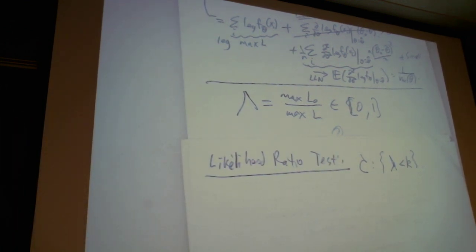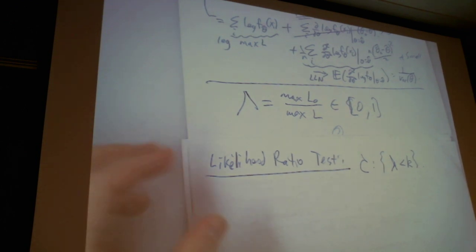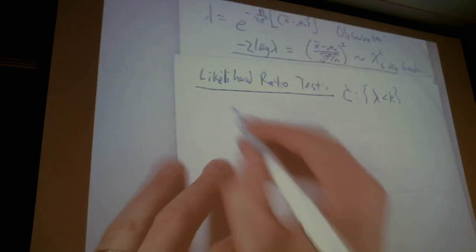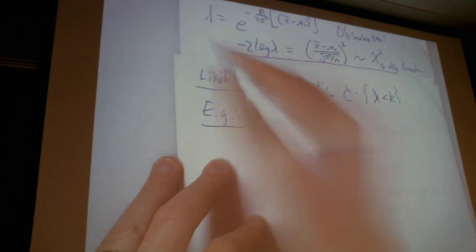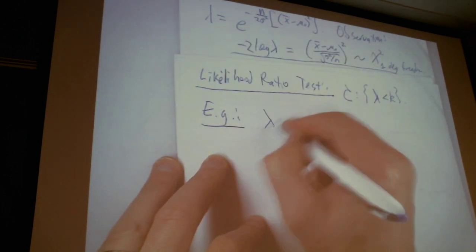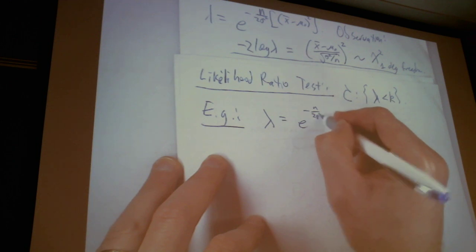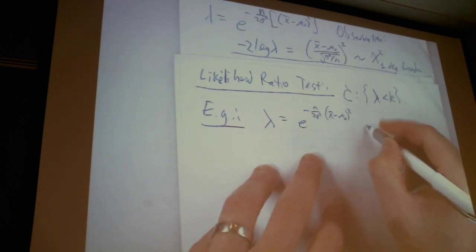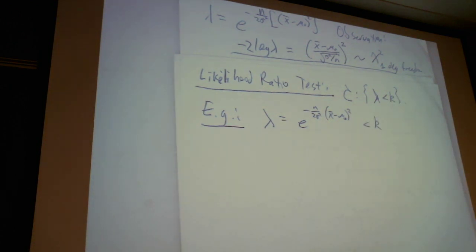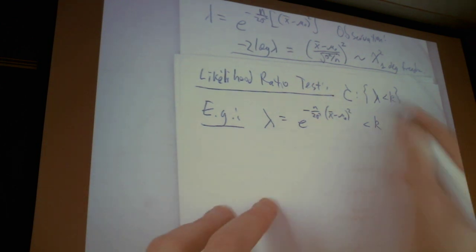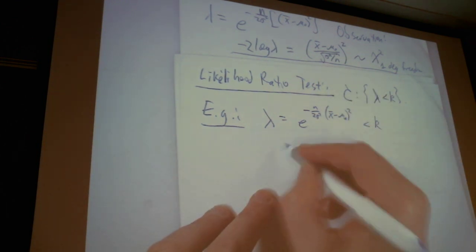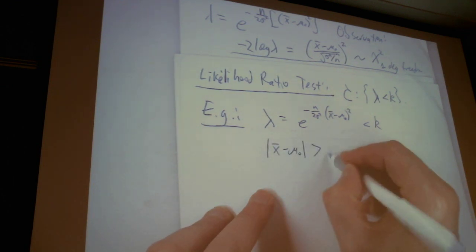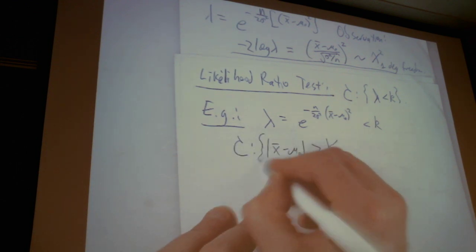Okay? Let's just see what it is in our case here. What critical region does that give us here? So in our example of this Gaussian, lambda was e to the minus n over 2 sigma squared times x bar minus mu 0 squared. And I want to catch when this is less than k. So I'm going to rewrite the critical region. Well, this is algebra. You'll see immediately that x bar minus mu 0 is at least some other constant. This will be the critical region.